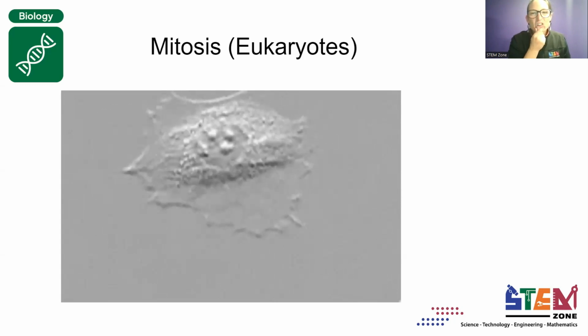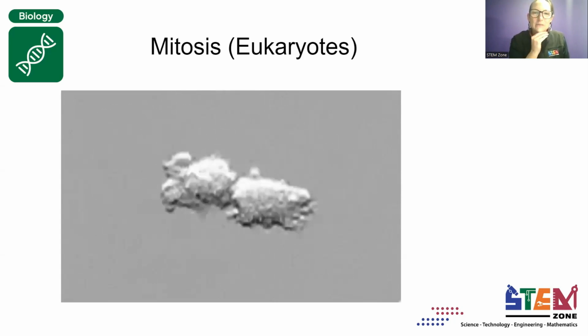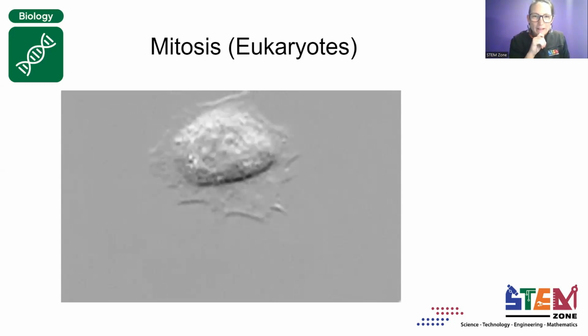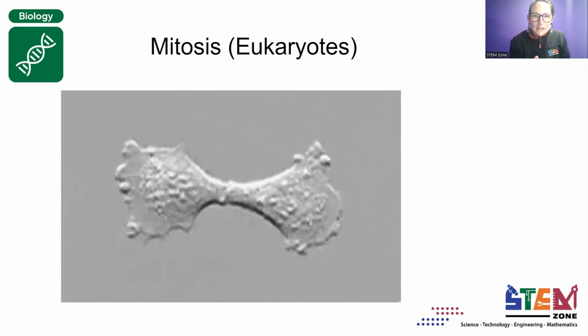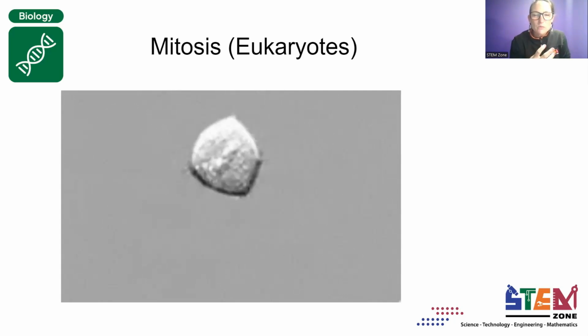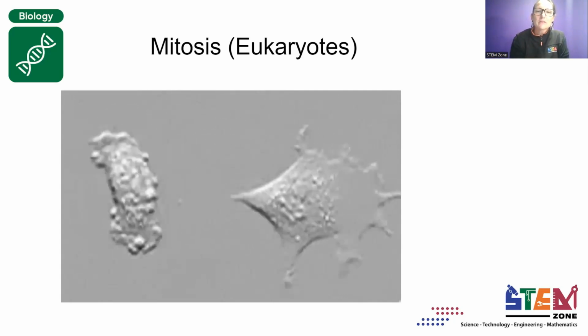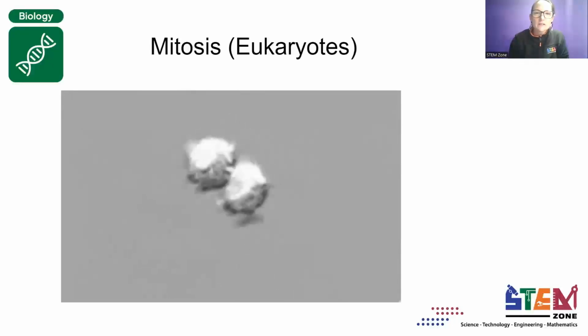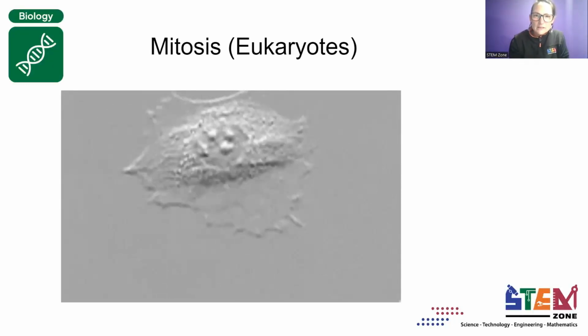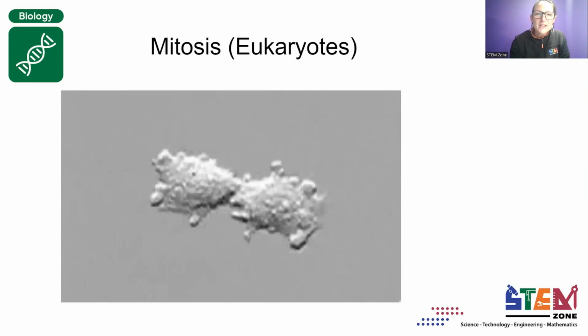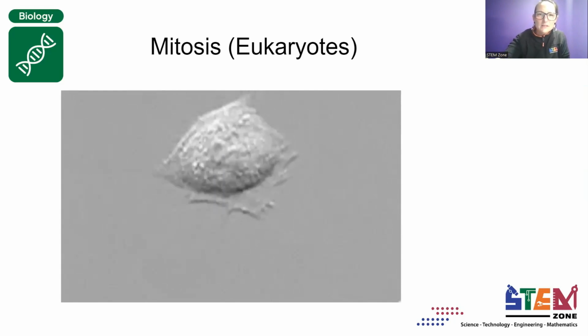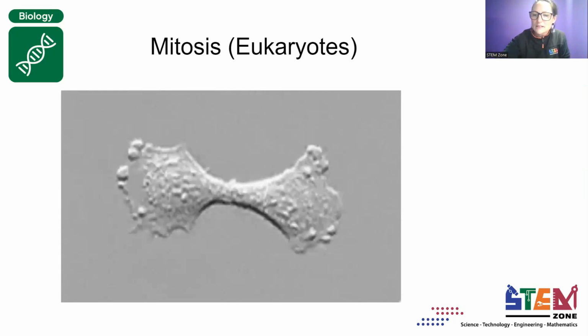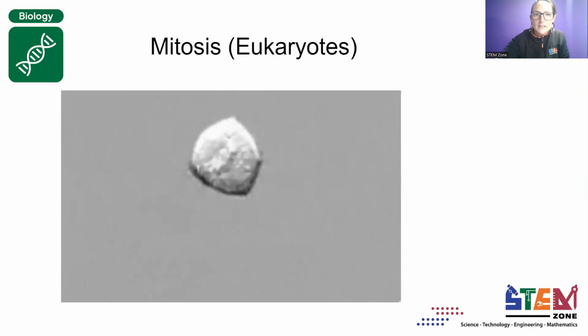Bit of a GIF there just to show the idea of one cell undergoing some processes, obviously super sped up. But mitosis in eukaryotes, you've got this one cell that undergoes the processing and then it becomes 2. So all cells that exist come from pre-existing cells. I think that's mind-blowing too.